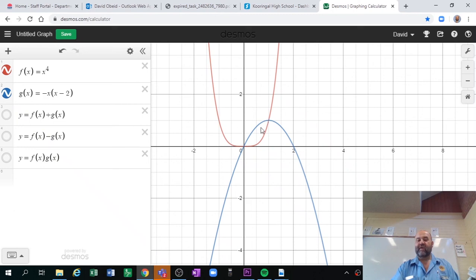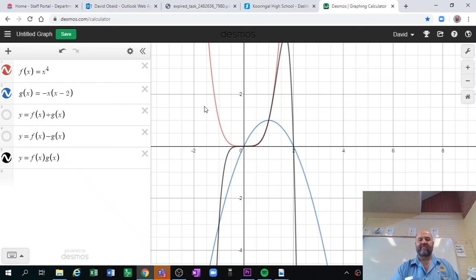Over here I've got very, very small numbers times these numbers, which will give me small numbers. Over here I've got very, very small numbers times very, very big numbers. But it's going to end up being 0. Over here I've got 0 times whatever that is. So here y equals 0. Well, 0 times whatever is going to give me 0. So let's have a look at what the product looks like. We'll get Desmos to do the hard work for us.